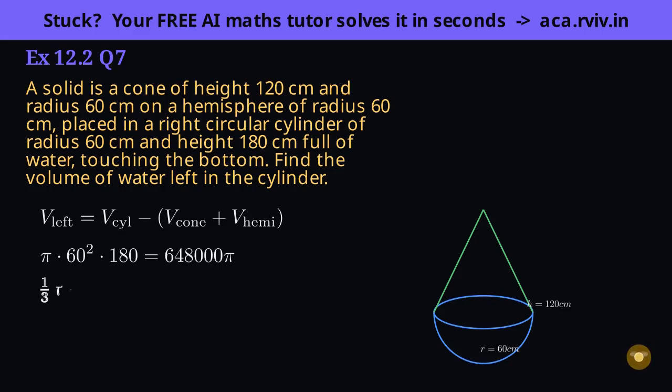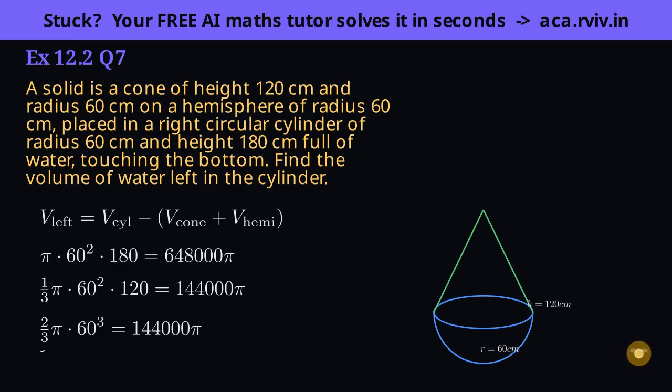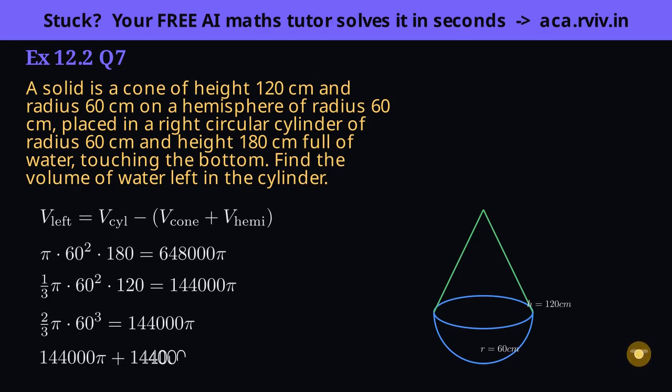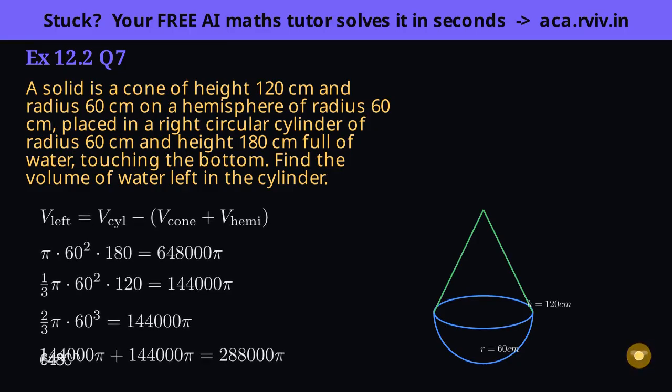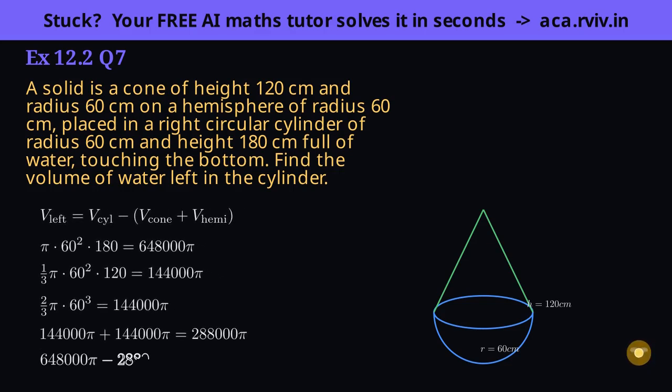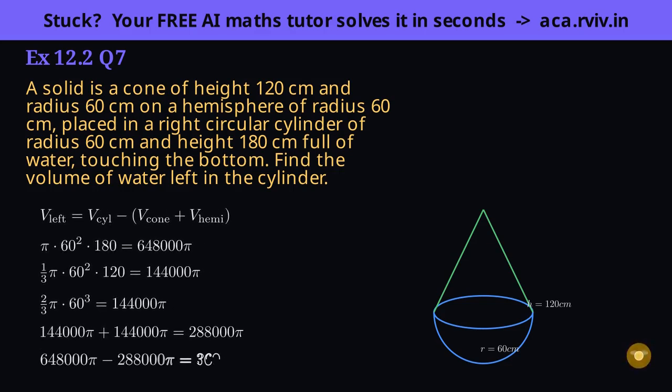Cone volume is 1/3 pi r squared h, radius 60, height 120: 144,000 pi. Hemisphere volume is 2/3 pi r cubed, with r equal to 60, that also comes to 144,000 pi. A neat coincidence that they match. Add the two for the whole solid: 288,000 pi. Subtract the solid from the tank, 648,000 minus 288,000: 360,000 pi cubic centimeters of water left.